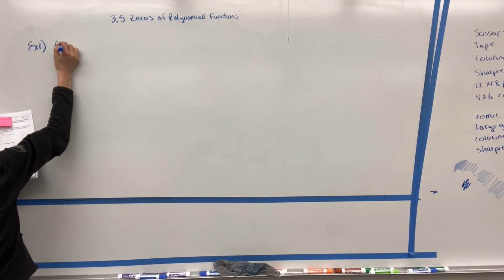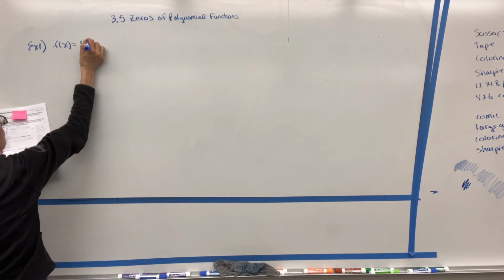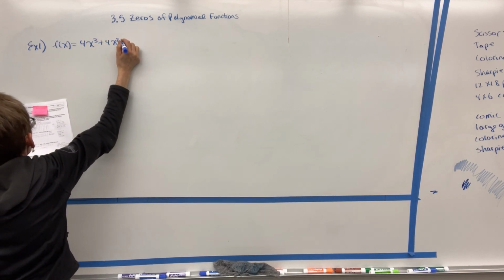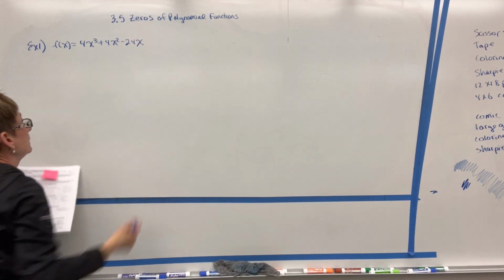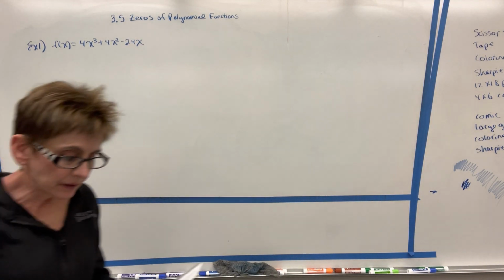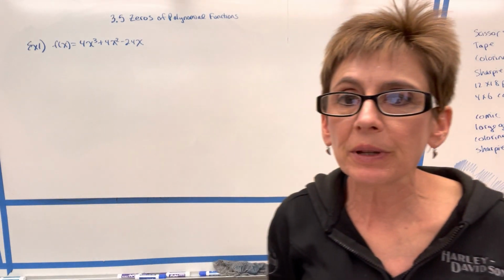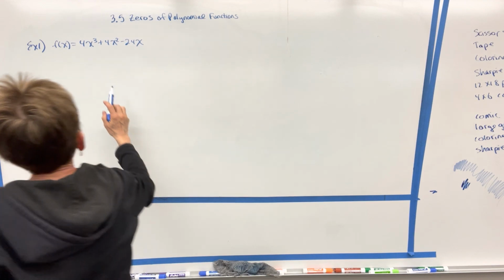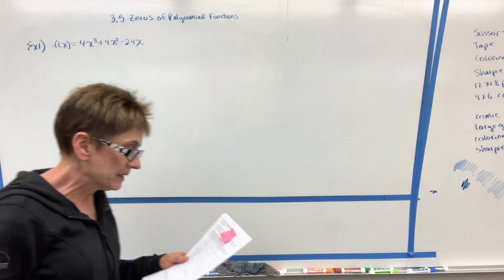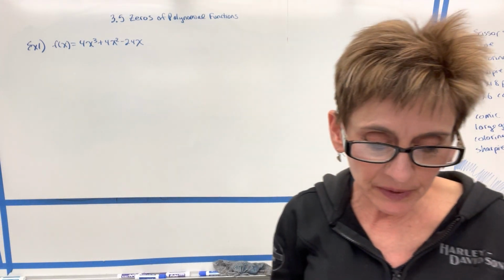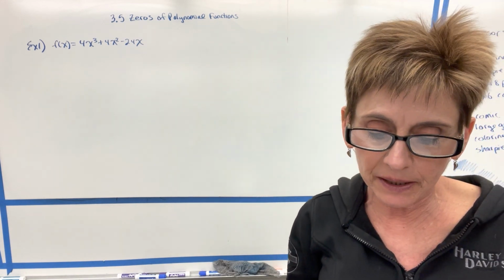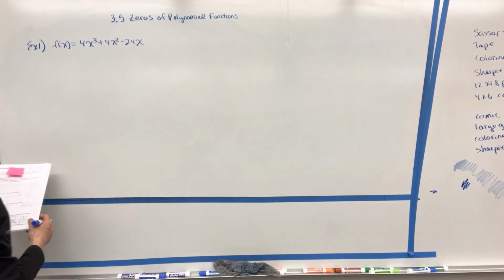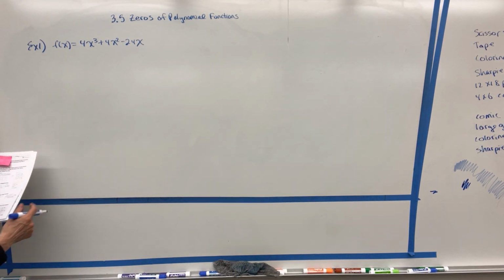So for the first example, I have f of x equals 4x cubed plus 4x squared minus 24x. We can already know some things about this polynomial's behavior just by looking at it here. We know that since it's an odd degree, the ends are going to go in opposite directions. And we also know that since the leading coefficient is positive, the right-hand side is going to go up. But we can get a little bit more specific than that by factoring it.